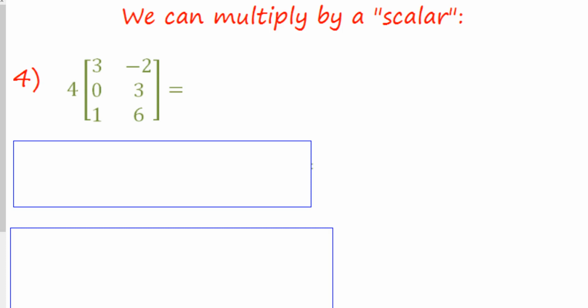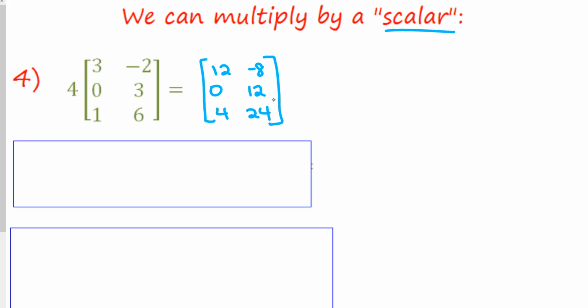Okay, multiplication by a scalar means multiplying a matrix by a number. The scalar is the non-matrix number. Like in this problem, 4 is a scalar. This is really just like using the distributive property. So you're going to multiply 4 by every number in the matrix. And that's going to give you the same size matrix you start with. So we're going to have 12, -8, 0, 12, 4, 24.